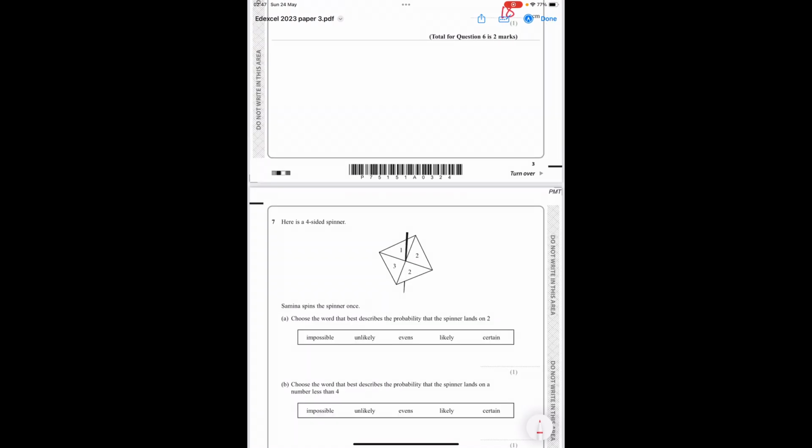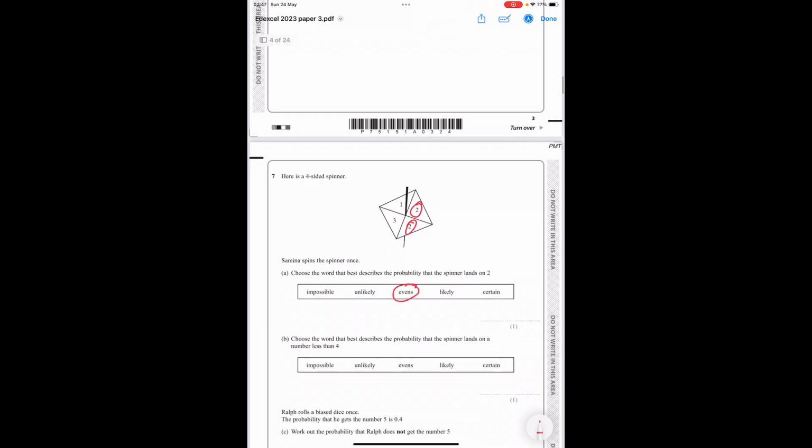Samina spins the spinner once. Choose the word that best describes the probability that it lands on a 2. Well, there are 2 of those, so it is going to be even. Choose a word that best describes the probability the spinner lands on a number less than 4. Well, they are all less than 4, so that is certain.